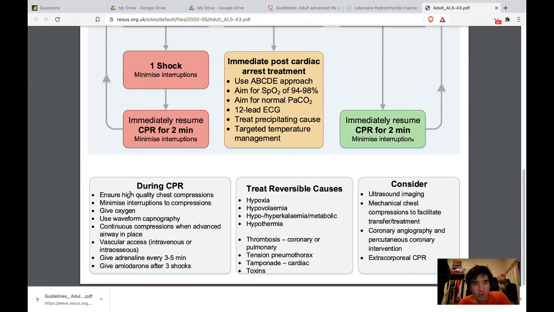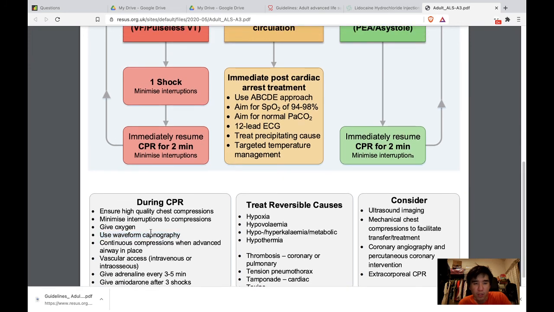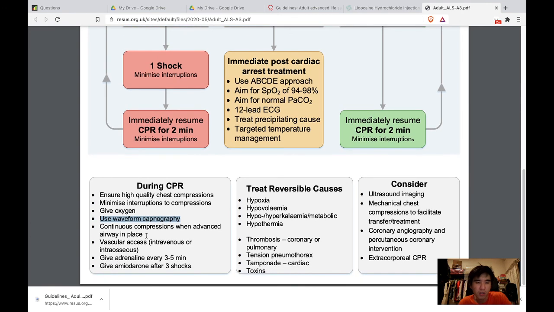During CPR, ensure high quality chest compressions, minimize interruptions to compressions, give oxygen, use waveform capnography. This is the one to detect return of spontaneous circulation quickly, so you don't give an adrenaline shot when they have return of spontaneous circulation. It can detect it faster than you measuring the pulse. Continuous compressions when advanced airway in place. Vascular access, intravenous or intraosseous. Give adrenaline every 3 to 5 minutes. Give amiodarone after 3 shocks.